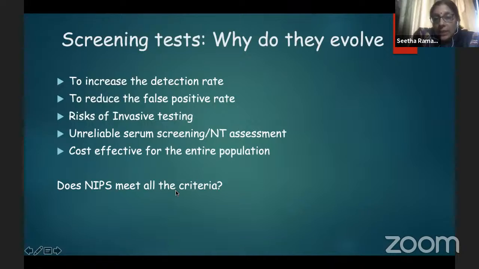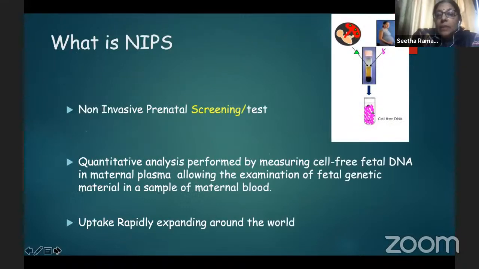So why are we evolving with our screening test? Because we need to increase the detection rate and then subsequently reduce the false positive rate. And of course, however low the risk of invasive testing is, women are still afraid of having invasive testing because of the small risk of miscarriage. And there can sometimes be unreliable serum screening and NT assessment if proper accredited tests are not being done. And of course, whatever we do has to be cost effective for the entire population. So does NIPS meet all the criteria?